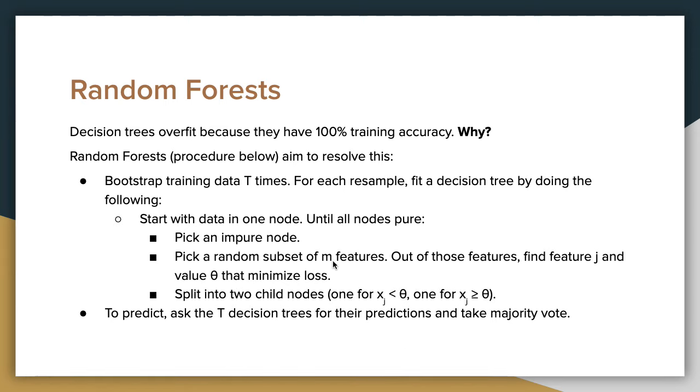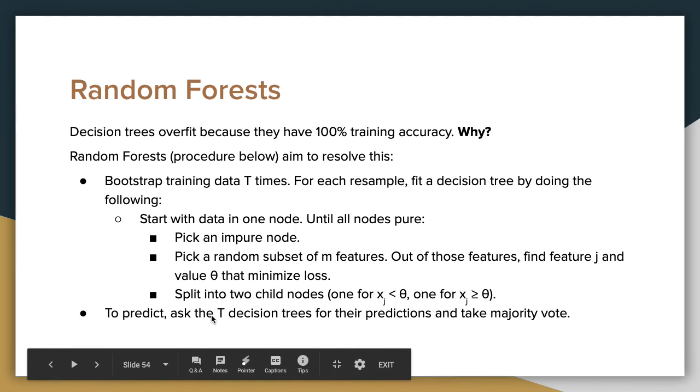But we don't create the decision trees based on all of the features. For each decision tree, we choose a random subset of our features, and we train a decision tree using just those features. And we do that T times, capital T times. At the end of all this, we have T different decision trees.